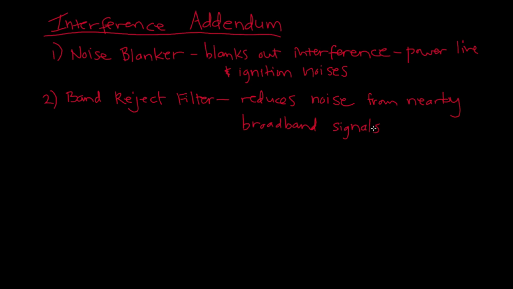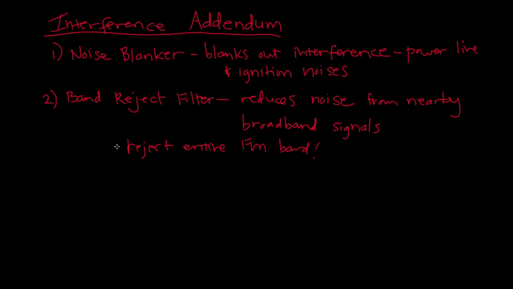What does a band reject filter do? A band reject filter, like the name says, rejects a certain band. So for example, you can use it to reject the entire FM broadcast band, block that band out, block out the country music stations and all the other music stations, so you can just talk to the ham in Australia that you're trying to reach. That's what it does. So these are both handy tools.